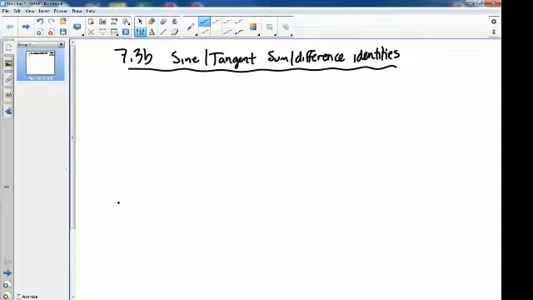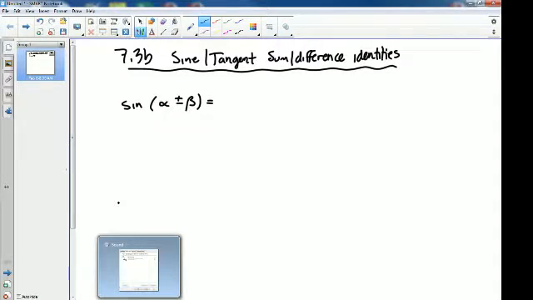Sounds like most of you are fairly comfortable with the cosine sum and difference identities. The sine is very similar, just a different formula, so we use it the same way. Okay, here's the formula. Oh, that's not what I wanted to write. There we go. And remember, those are just variables, right?